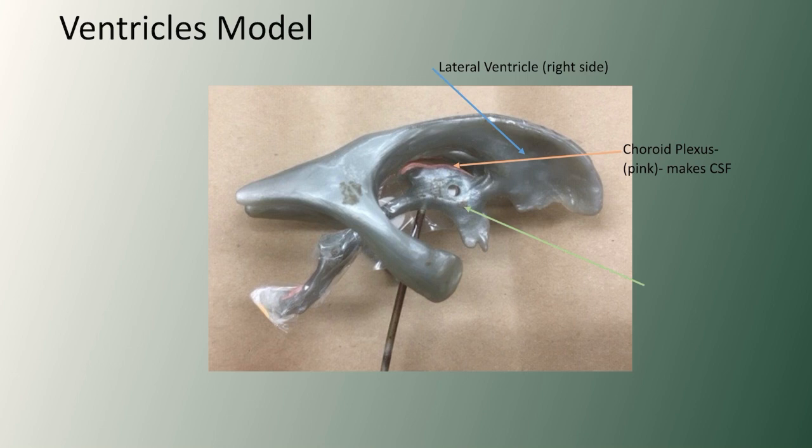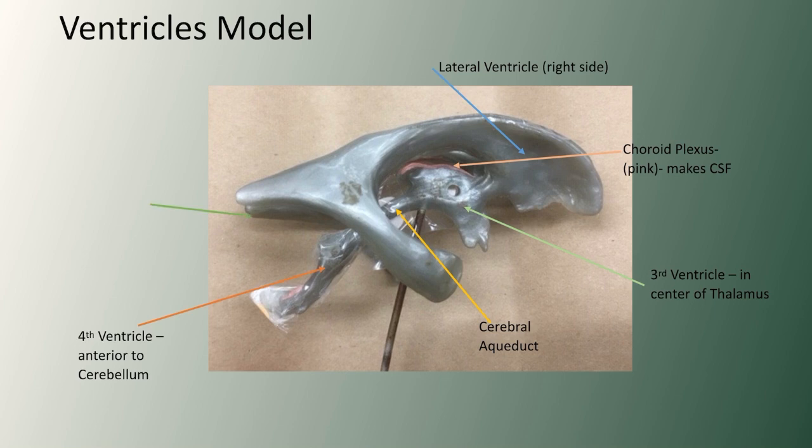Okay. What about here? That's right. This is our third ventricle in the center of the thalamus. Here. That's right. Good. Cerebral aqueduct. Okay. What about here? Right on. We call that the fourth ventricle. What about here? Yeah, that's the left lateral ventricle.